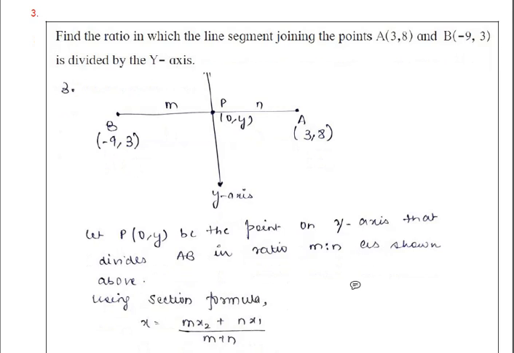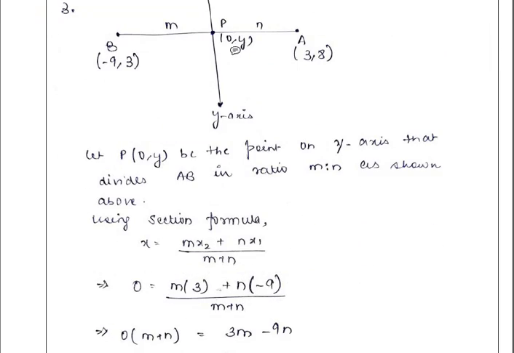Now I can put the same formula for x. I will use only for x because x is given at 0. It will make my calculation easy. So 0 is equal to m into 3 plus n into minus 1, over m plus n. You take m plus n to this side.